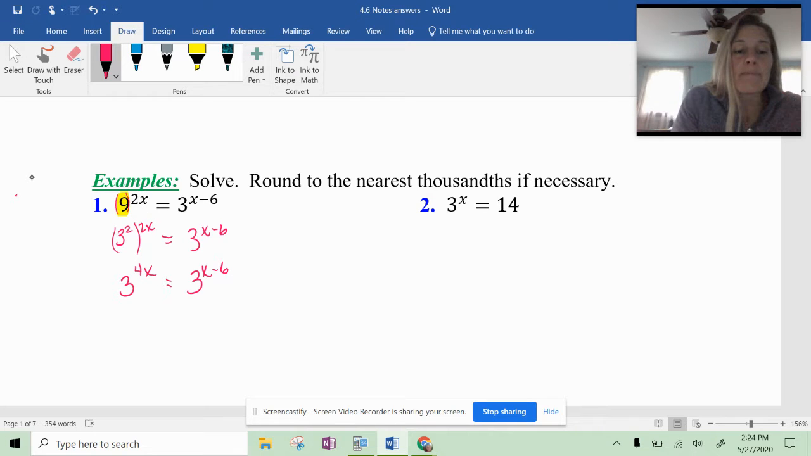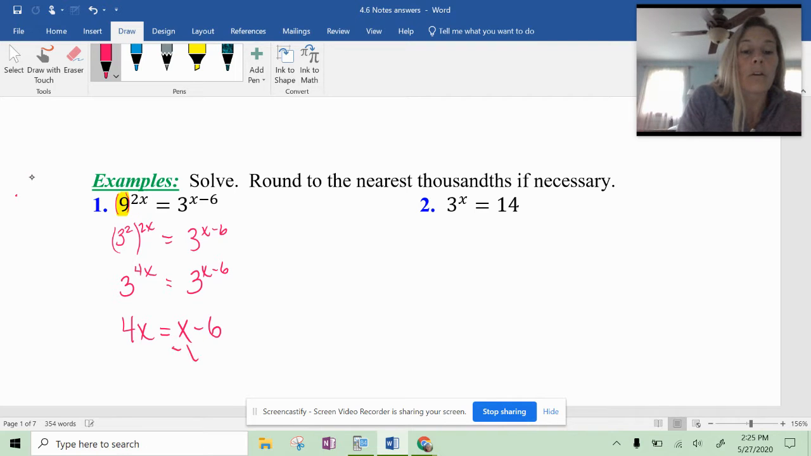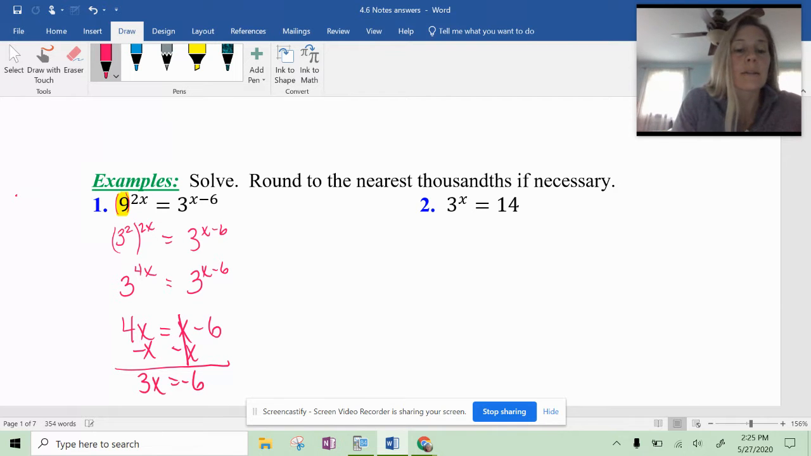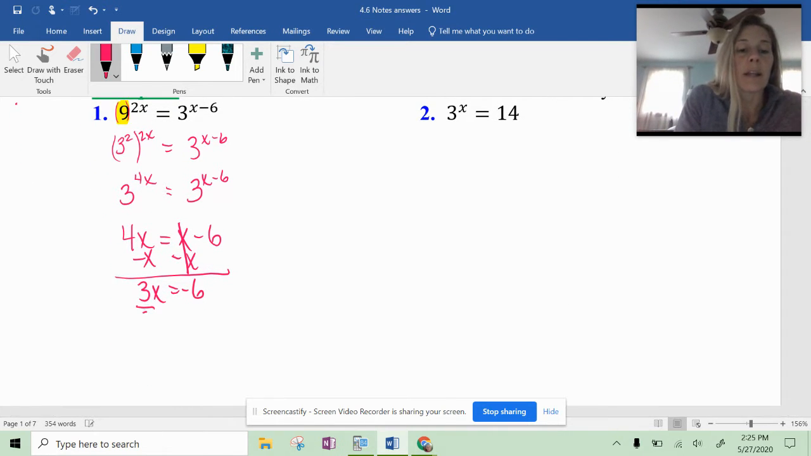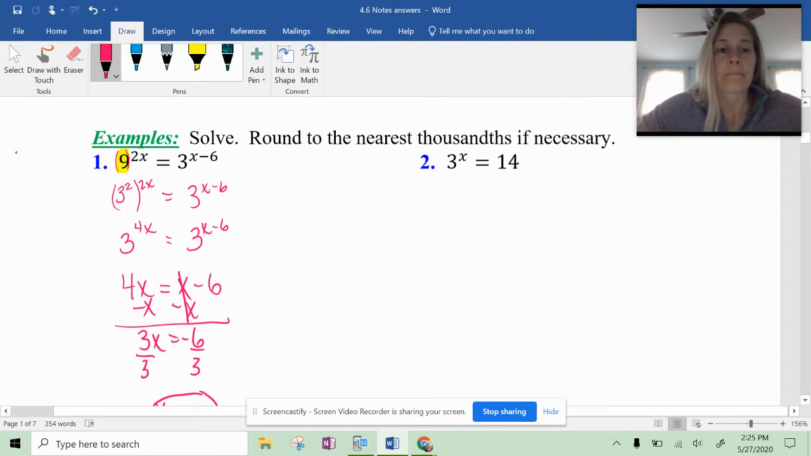So now once you have the same base on both sides of the equation, you no longer need them, because 3 raised to 4x is equal to 3 raised to x minus 6. So that means that those two exponents must be equal to each other. So you're just going to make an equation that says 4x equals x minus 6. And then you would just use your normal linear equation solving strategies from there. So getting all your x's on one side, that gives me 3x equals negative 6. And then trying to get that x alone, x is going to equal negative 2. So that's pretty much it.